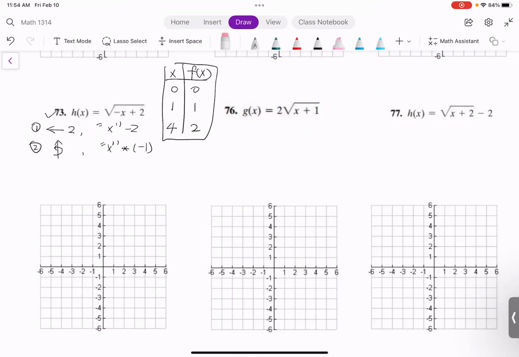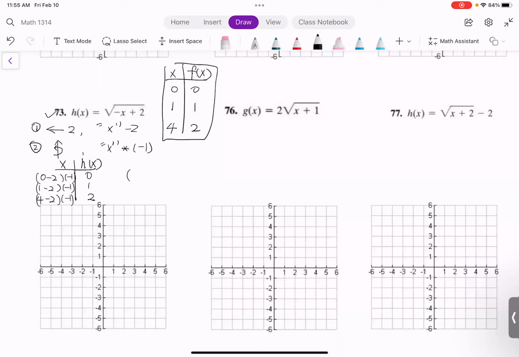Okay, let's make it better looking. And then let's see the new key points. This is x, this is h of x. The new 3 key points are: x - 2, so 0 - 2, and then multiply by -1, and 1 - 2 multiplied by -1, and 4 - 2 multiplied by -1. Y doesn't change: 0, 1, 2.